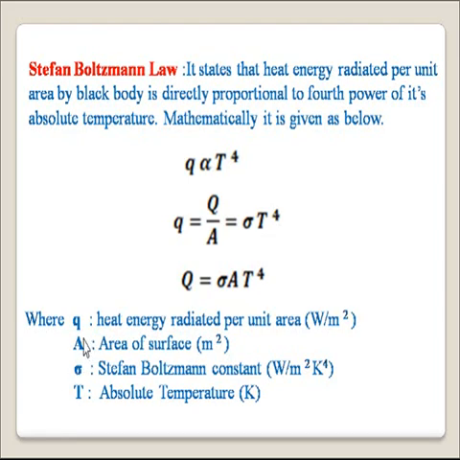where small q is the heat energy radiated per unit area of a black body, A is the area of the surface in square meter, sigma is the Stefan-Boltzmann constant in watt per meter square per K raised to 4, and T is the absolute temperature in Kelvin.